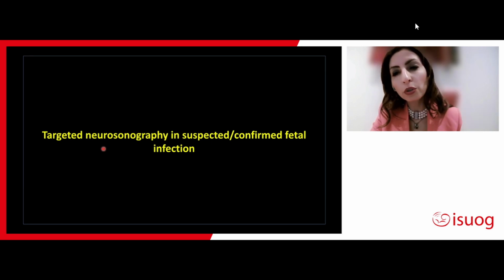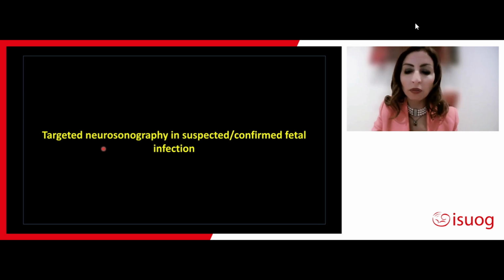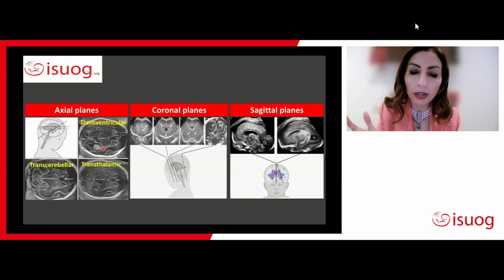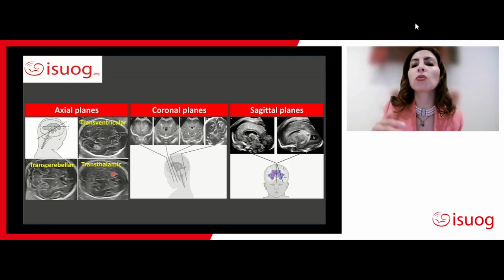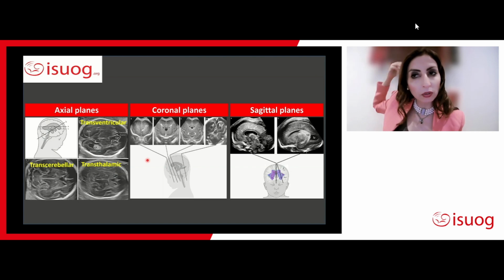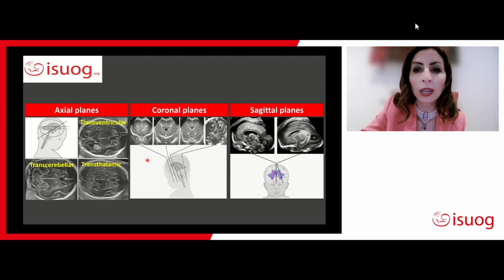So what we should do is targeted neurosonography in any case of suspected or confirmed fetal infection. And of course, just to remind you of the ISUOG guideline, it was covered earlier during the day. In this case, you need to have not just the axial views, which would be the low risk ones: transventricular, transcerebellar, transthalamic. Actually, no, you're expected to do the extended or detailed neurosonography. We're looking at the coronal view, the 4 planes: transfrontal, transcaudate, transthalamic, transcerebellar, and also the sagittal views, so the mid-sagittal and the parasagittal views.